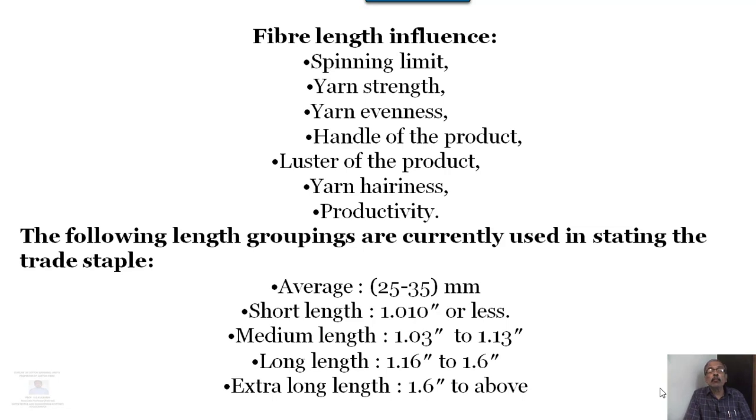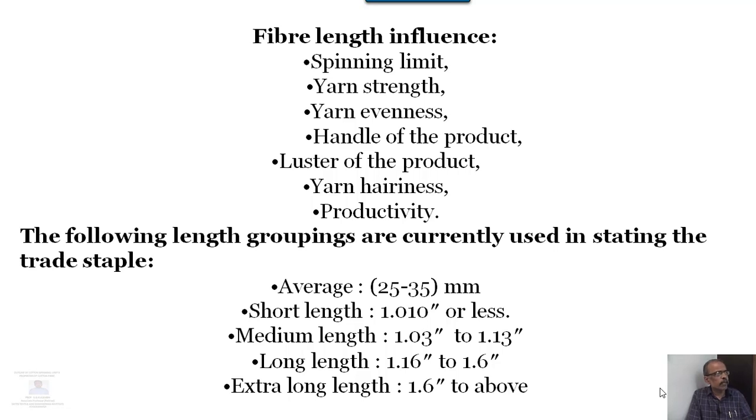So fiber length decides the spinning limit of the material. The longer the fiber, the better the spinnable yarn, as we have just now seen. Strength is going to be higher, again an attribute we have just discussed. Yarn evenness will be better because longer fibers make the distribution of the fibers much more even, and that's why the evenness will be better in their case.